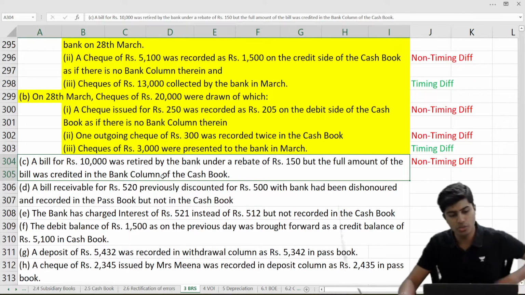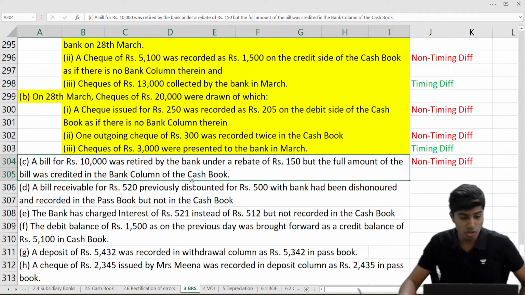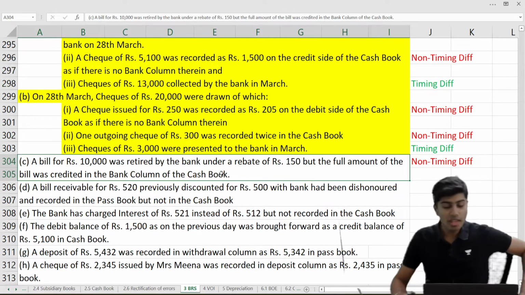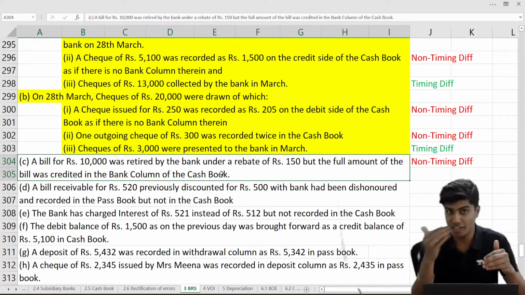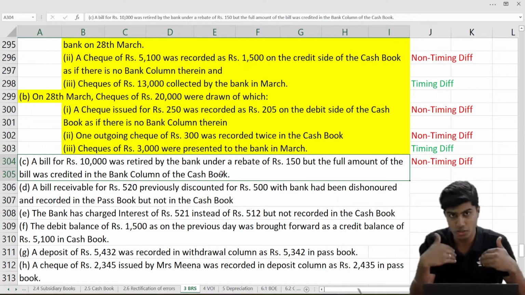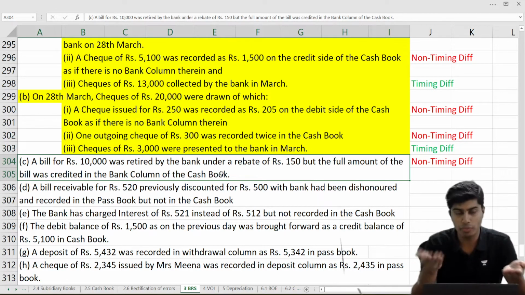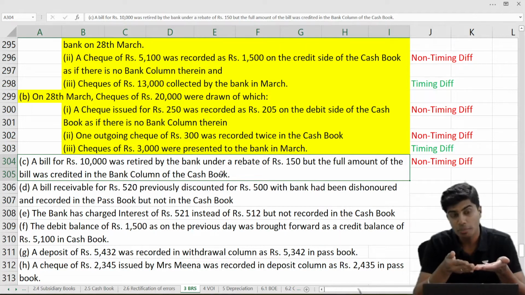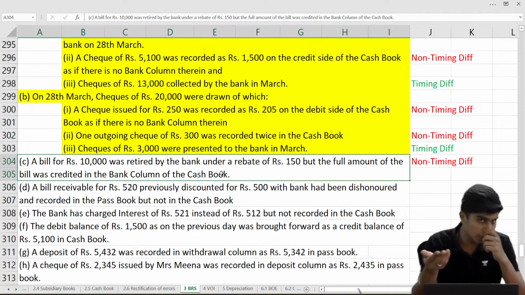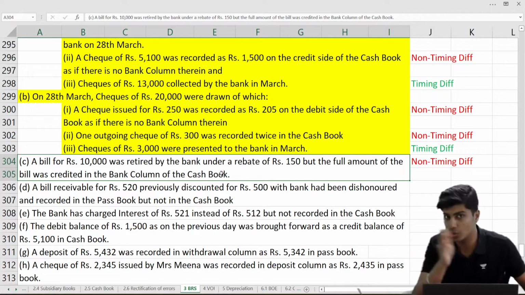A bill of rupees 10,000 was retired by the bank under a rebate of 150. Sorry, we have paid 9,850, and 150 rupees discount is received by us because we settled this bill before the maturity date. We had to pay money to the bank. We have settled this before the maturity date, so we don't have to pay 10,000. We had to pay 9,850.